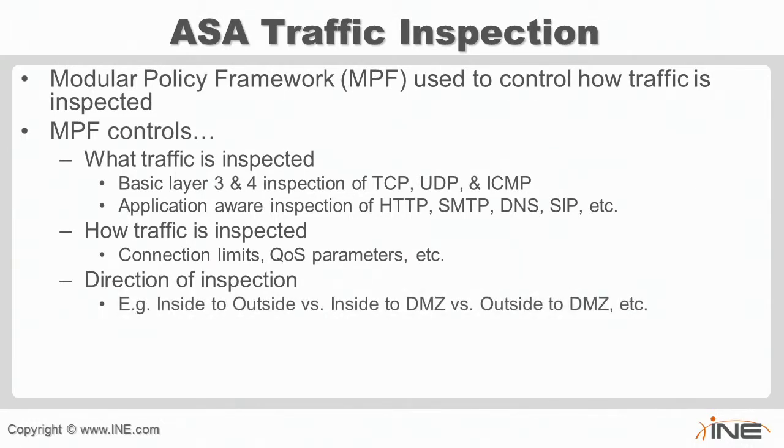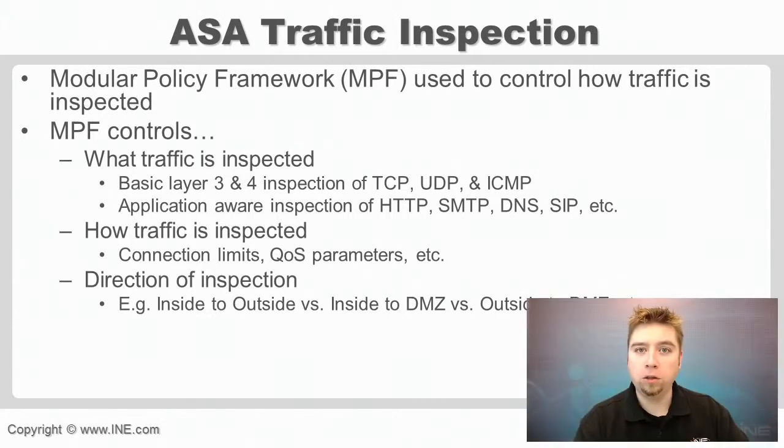Okay, it also defines the direction of the inspection. So are we inspecting the traffic as it is leaving from the inside to outside? Is it from inside to the DMZ? We'll see that by default the ASA has a global policy that does inspection in all directions. But the inspection is still going to first be subject to the security level. So traffic from outside to inside is not going to be inspected by default, because normally that is dropped.